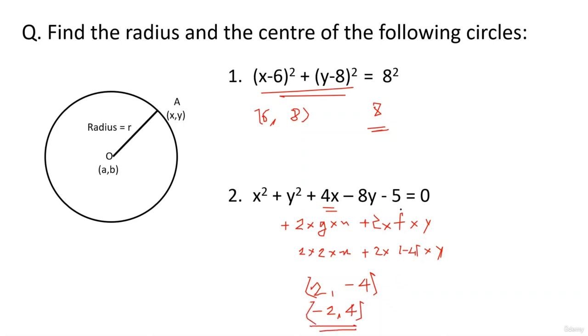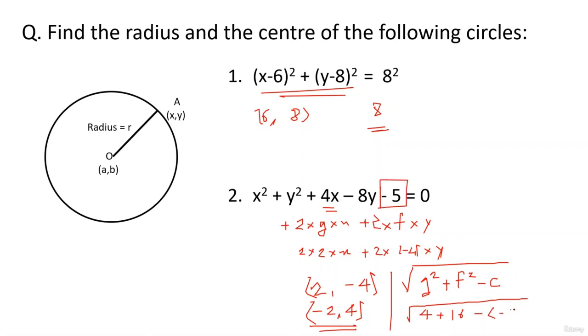Right? Now to find the radius, we have a formula. The formula is the square root of g square plus f square minus c. Right? So g we found is minus 2, so g square will be 4, plus f square will be 16, minus c. C here is the constant term, guys, which is nothing but minus 5. Just substitute here. So you will get 4 plus 16, 20, minus minus 5 is 25. Root 25 is your radius, 5 units. As simple as that.